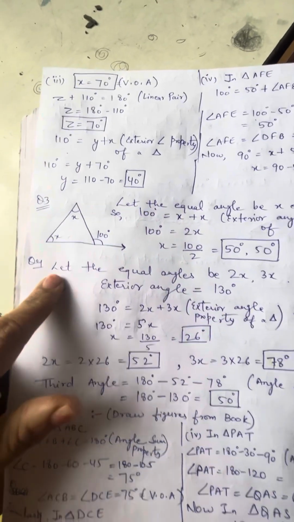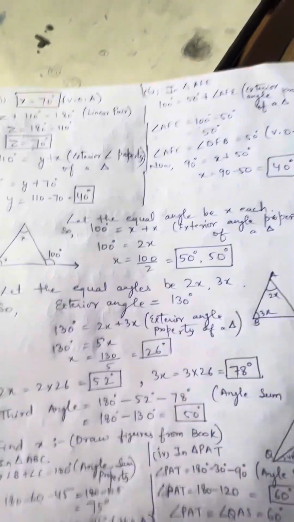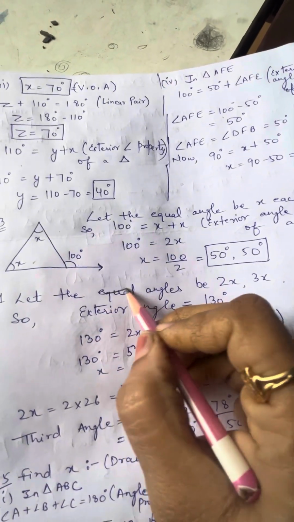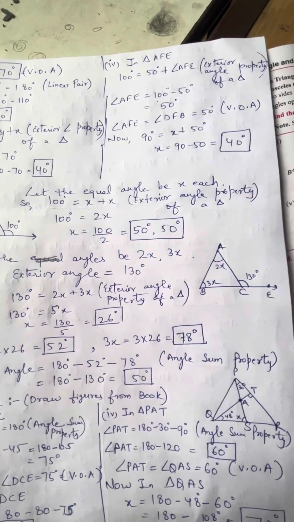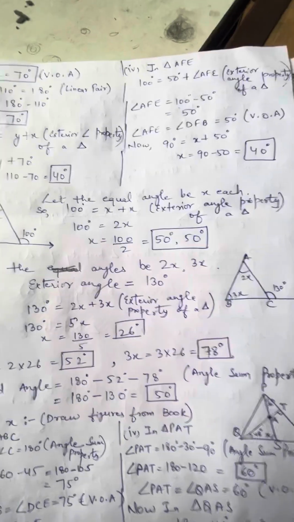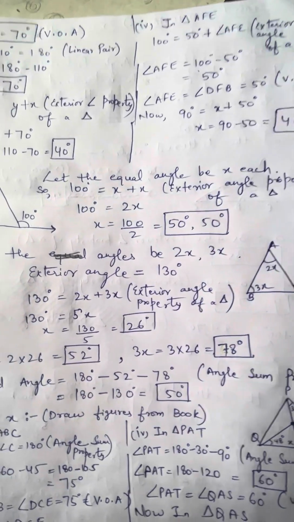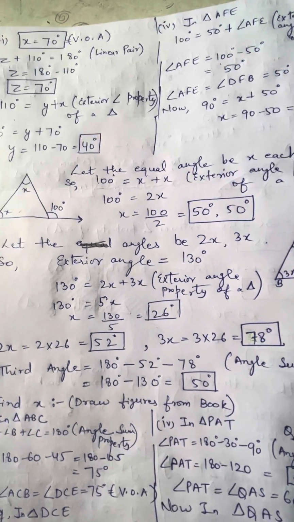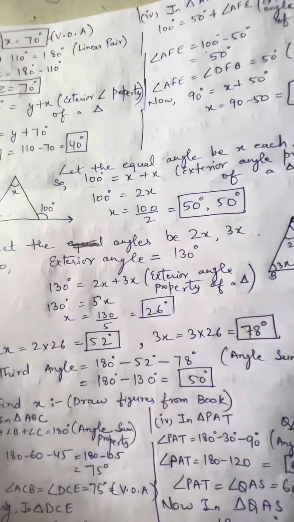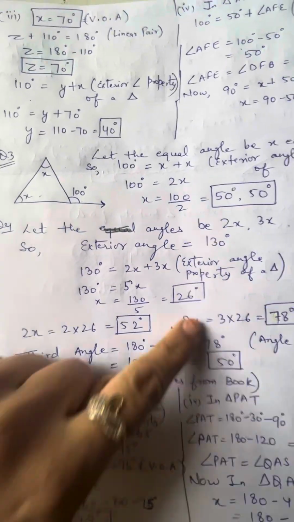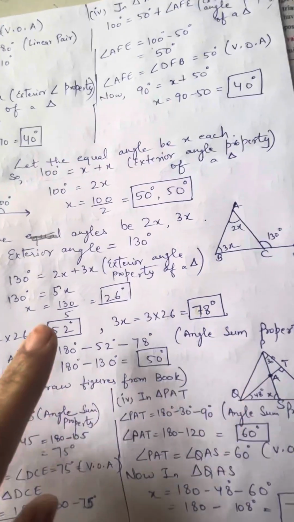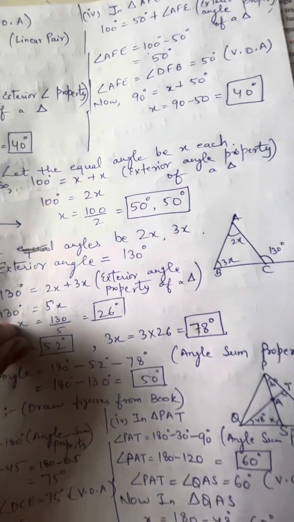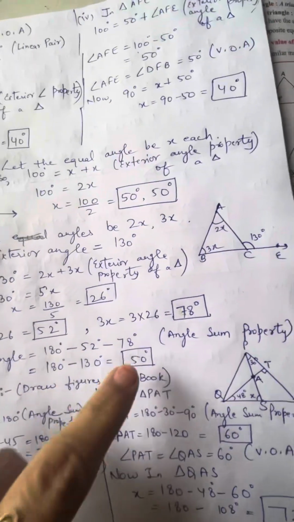Okay, for question number 4, the angles are not equal. Let the angles be 2x and 3x. So by the exterior angle property, 130 degrees is equal to 2x plus 3x, that is 5x. You will get the value of x. After that, you have to find the angles of the triangle, means all three angles of the triangle. So 2x, 3x are the two angles. Then for the third angle, you have to use the angle sum property. Subtract these two angles from 180 degrees. You will get your third angle.